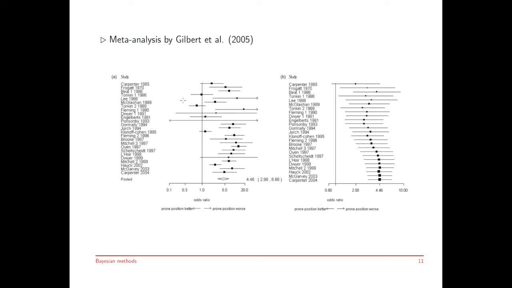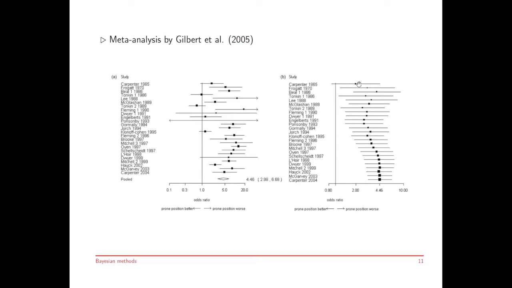Here we see a meta-analysis published in 2005 on different studies evaluating whether the baby should be put on the front, also called prone, or on the back position. And already in 1964, Carpenter found that the baby should be better put in the back position, but it was not statistically significant. A highly statistically significant result was obtained by Fleming in 1970 and also with Beal in 86. But Tonkin didn't see any advantage of putting the baby in the back position.